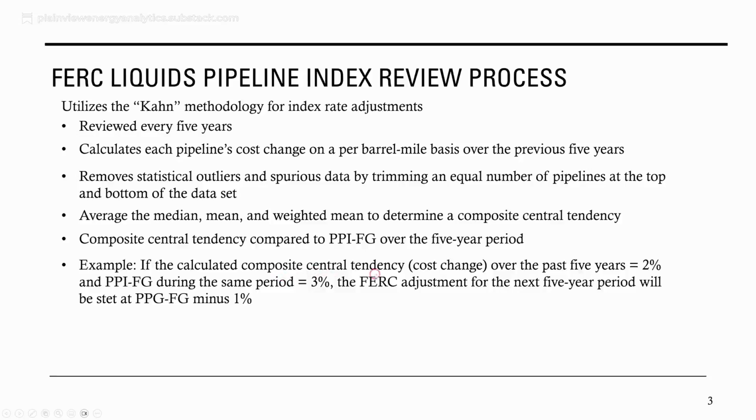If the calculated composite of central tendency, or the inflation factor or cost change that FERC has seen on the pipelines over the past 5 years, is, let's say, 2% in this example, and PPI-FG during the same period is 3%, the FERC adjustment over the next period will be set at PPI-FG minus 1%. So basically just tying it to that PPI-FG and then adjusting it based on what they've seen the pipes inflate or deflate compared to that number in the past.